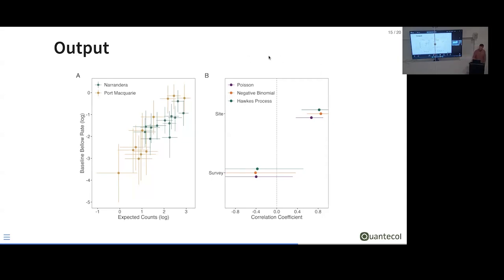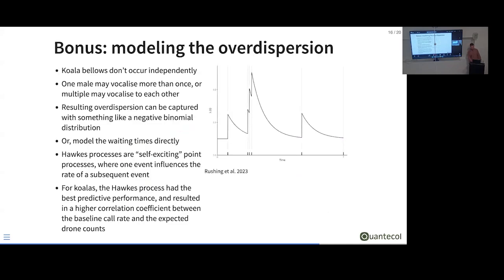And as you can see here on the right, there are these different underlying models that I used for the bellow rates. So the Poisson is the same thing that I used for the drone counts, but the data was very over dispersed. So typically when you have over dispersed call data, you use something like a negative binomial. But I want to briefly talk about this Hawkes process, given that we're talking about flexible modeling.